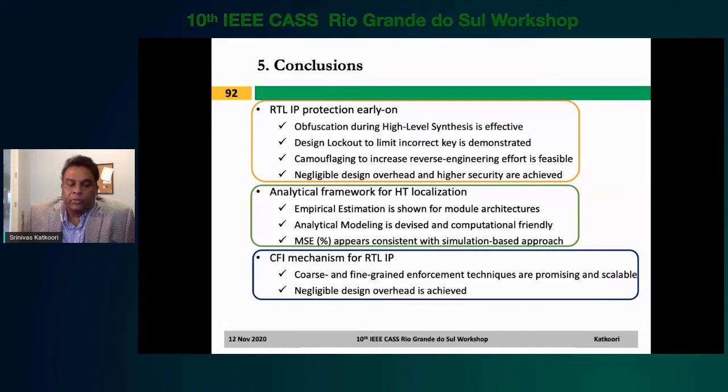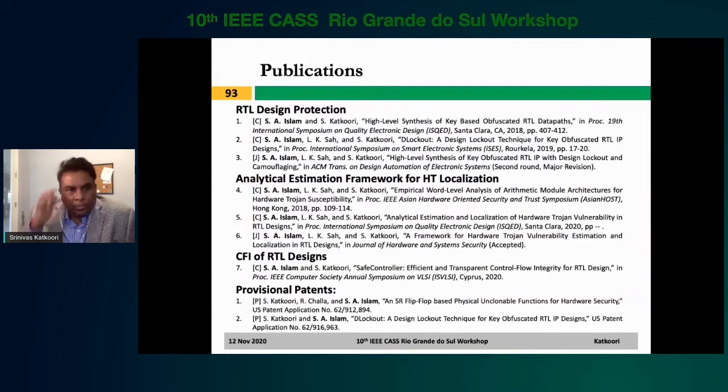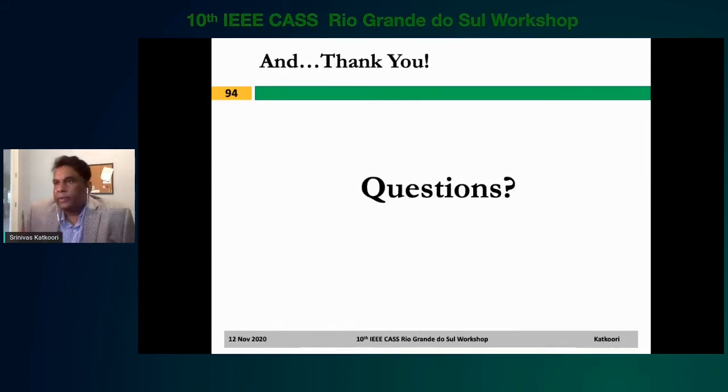That is, the control flow violations can be detected during runtime with very reasonable overhead. So these are all the publications on these ideas, and there are a couple of provisional patents that are under consideration. So that's all I have, and if you have any questions, I'll be very happy to answer them.